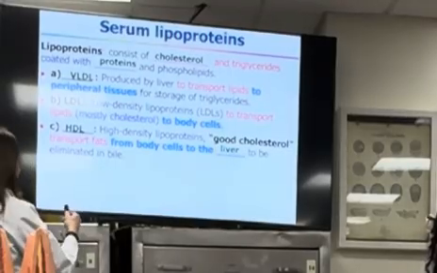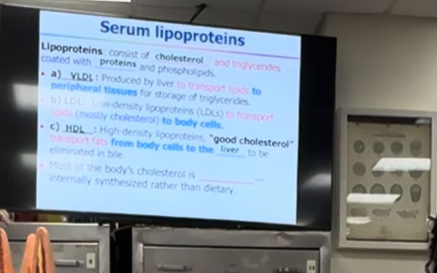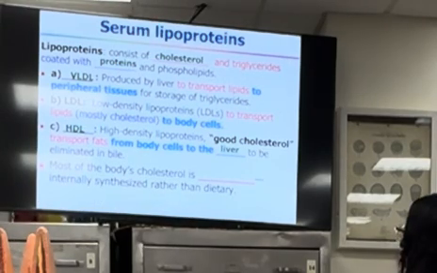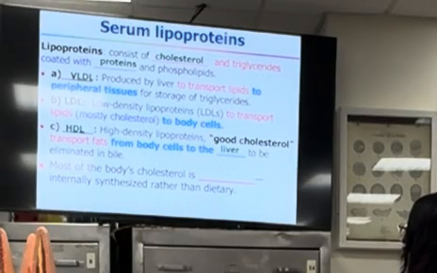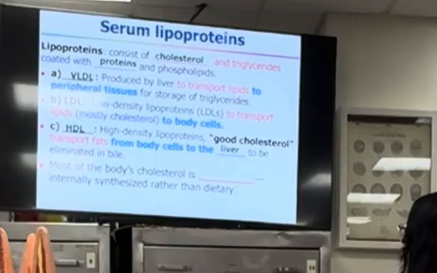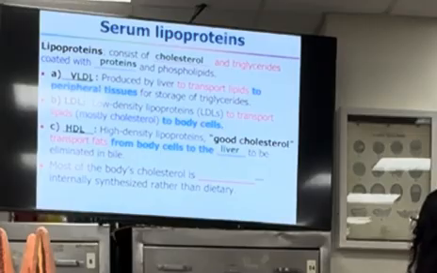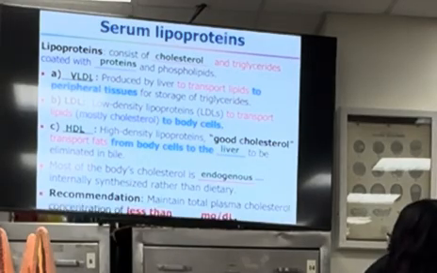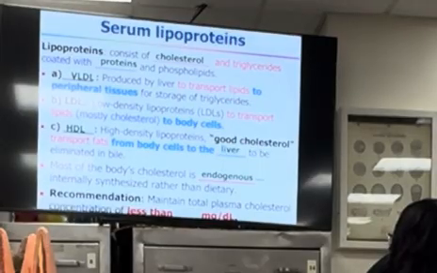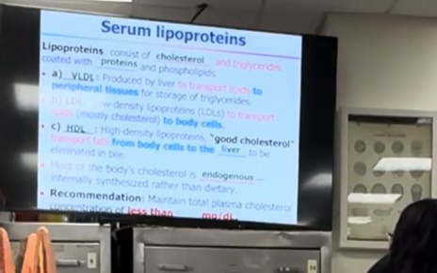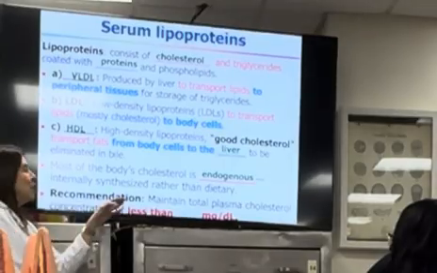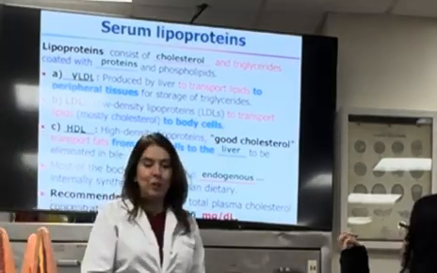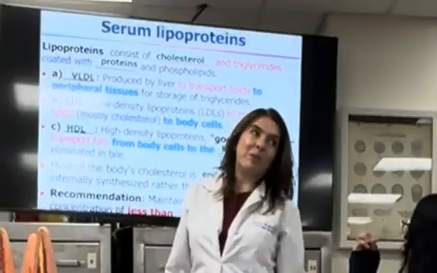Okay? Alright. Most of the body's cholesterol, is it produced by our body or is it something that we obtain in the diet? It's actually produced by our body. It's endogenous. Okay? So we produce our own cholesterol. It's not something that we obtain in the diet. So it is important to maintain cholesterol at less than 200 milligrams per deciliter.